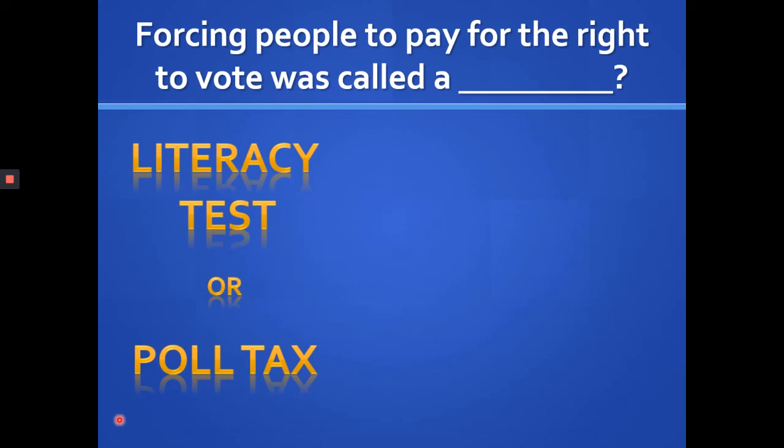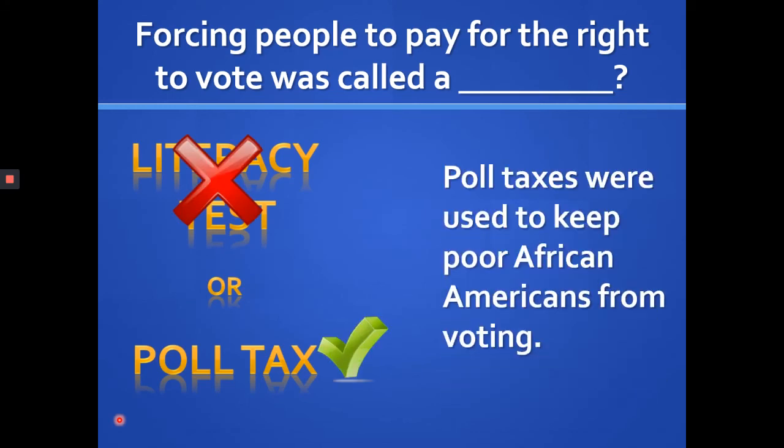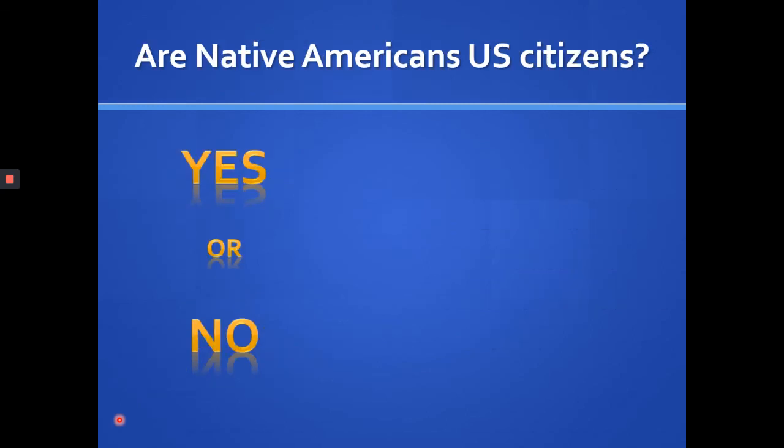All right, forcing people to pay for the right to vote is called a poll tax. Poll taxes were used to keep poor African Americans from voting. Literacy tests were also used to keep poor African Americans from voting, but it was not the same type of test.